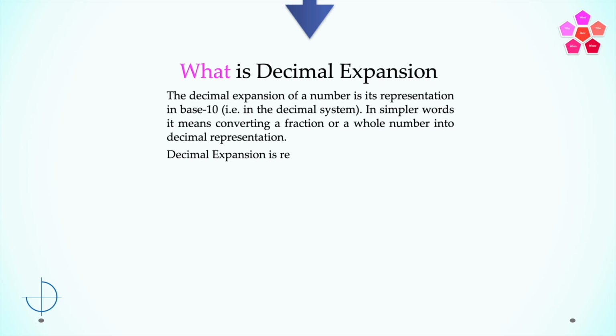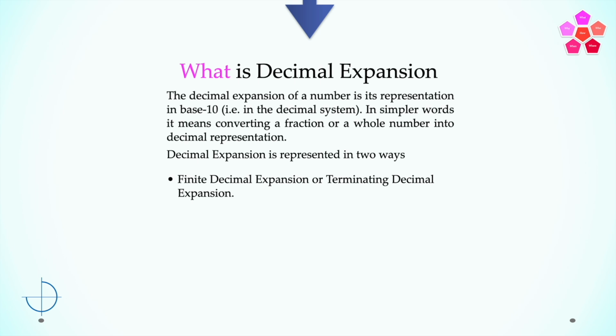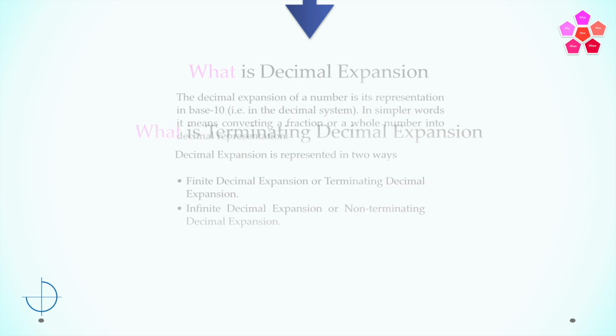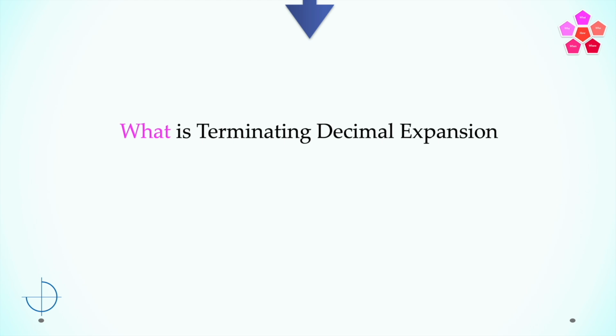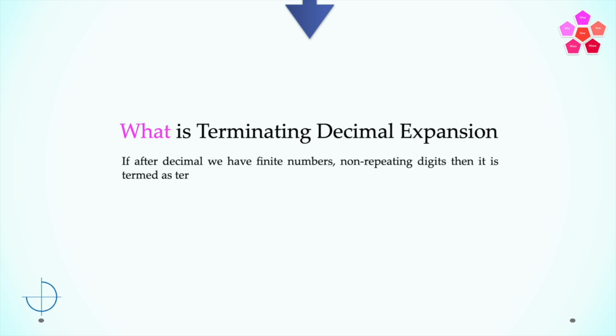Decimal expansion is represented in two ways: finite decimal expansion or terminating decimal expansion, and infinite decimal expansion or non-terminating decimal expansion. So, what is terminating decimal expansion? If after the decimal we have a finite number of non-repeating digits, then it is termed as terminating decimal expansion. So let's convert the fraction 1 by 2 into decimal expansion, which is 0.5, and that is non-repeating. Thus, after the decimal, we have a finite number of digits and the decimal expansion terminates.